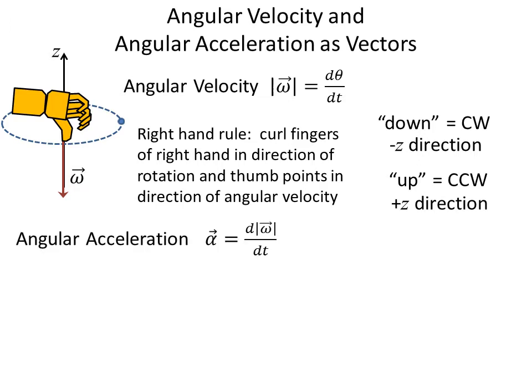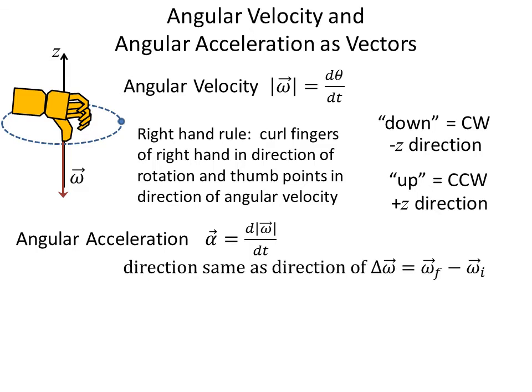Angular acceleration gets its direction from the definition of the angular acceleration as the time derivative of the angular velocity. The direction is the same as the direction of the change in the angular velocity. This is the difference between omega final and omega initial.